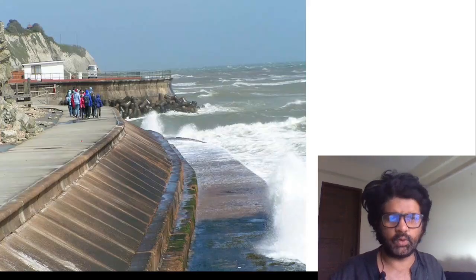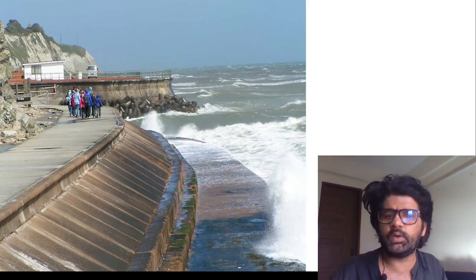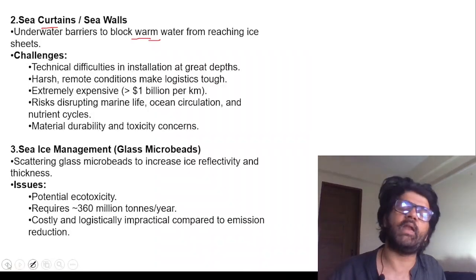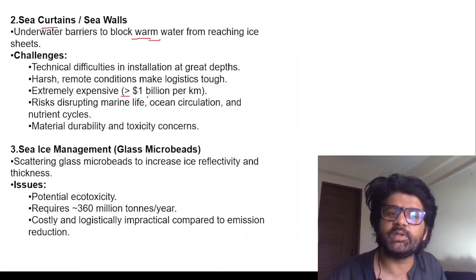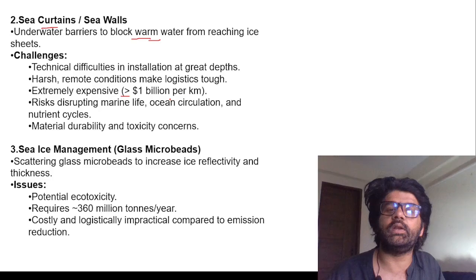I will show you. This is one example of a sea wall, but like this you will create inside ocean, but then that will have another ramification. Again, it's very expensive. 1 billion, greater than 1 billion per kilometer.